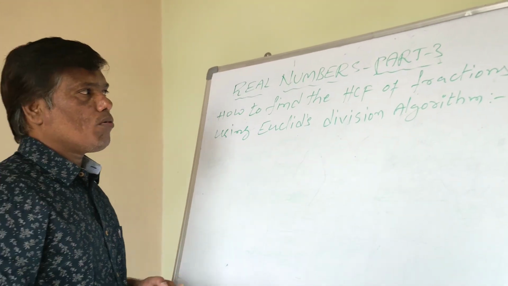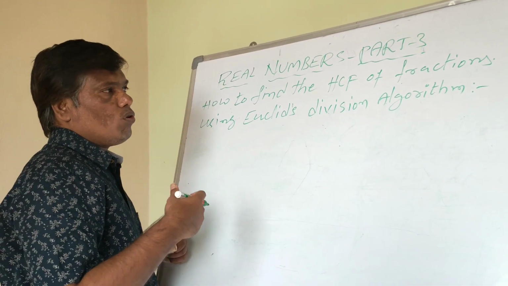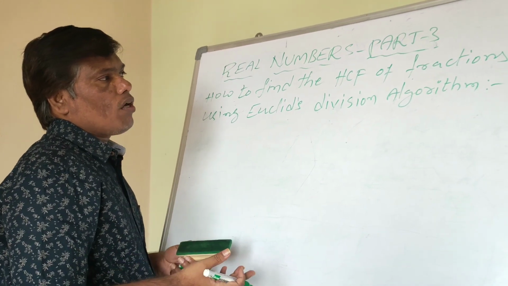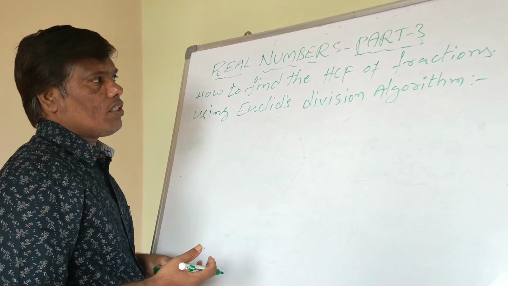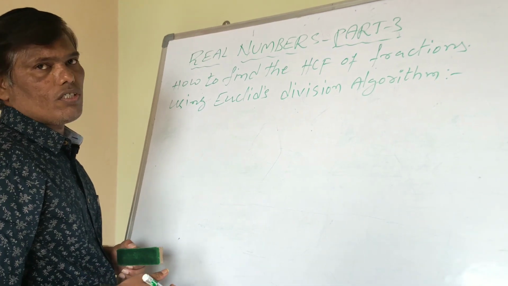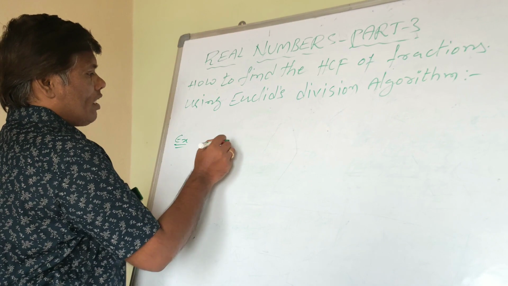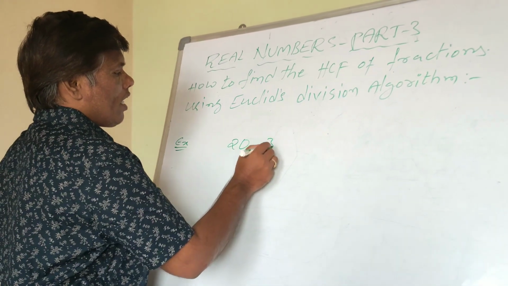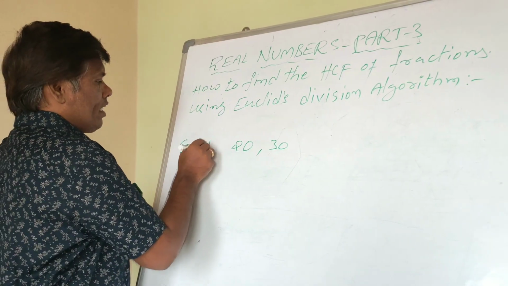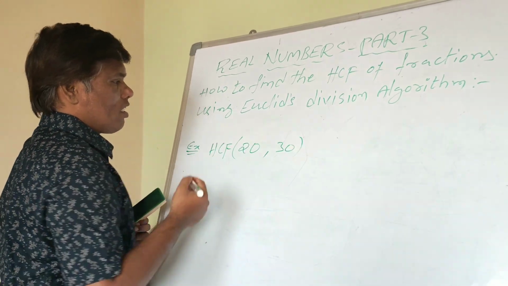So before going to discuss the HCF of fractions, to know how to do it, we have to learn the properties of HCF, two important properties of HCF. What are the two important properties? I will explain with one example. Let us take the numbers 20 and 30. I will find the HCF of 20 and 30.